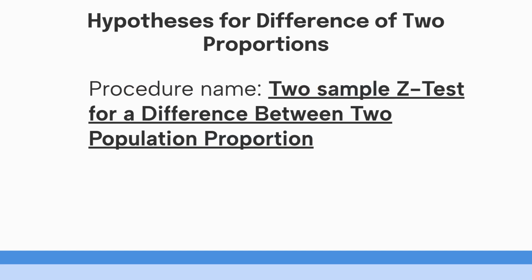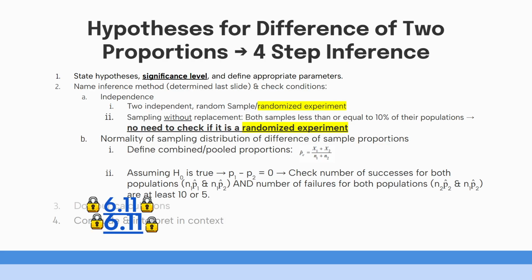So the procedure name is simply two sample z-test for a difference between two population proportions. It's a mouthful, but yeah. So this time we have access to 1 and 2, but then we unlock 3 and 4 in 6.11 because that's how it is in the CED. So you learn how to do our calculations in 6.11, and then you learn how to conclude and interpret in 6.11. So first, you state your hypothesis, significance level, define the appropriate parameters.